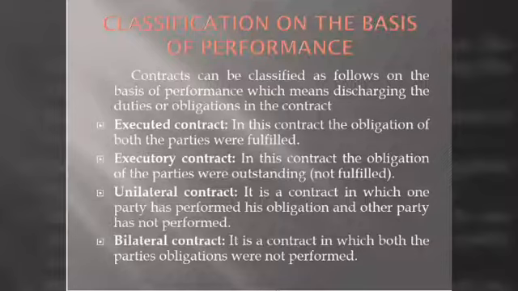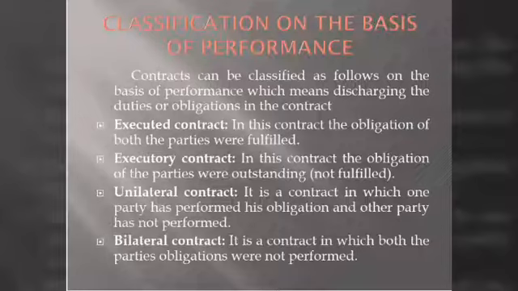What is executed contract? The parties to the contract have fulfilled their obligations. That is, two parties A and B agreed to sell a house. A agreed to sell his house to B for rupees 10 lakhs. If A has sold his house and B has paid 10 lakhs, then it is called executed contract. Next one is executory contract. Executory contract is if either of the parties has not fulfilled the obligation. If A or B, anyone has not done the things, or both have not done the work, then it is called executory contract.